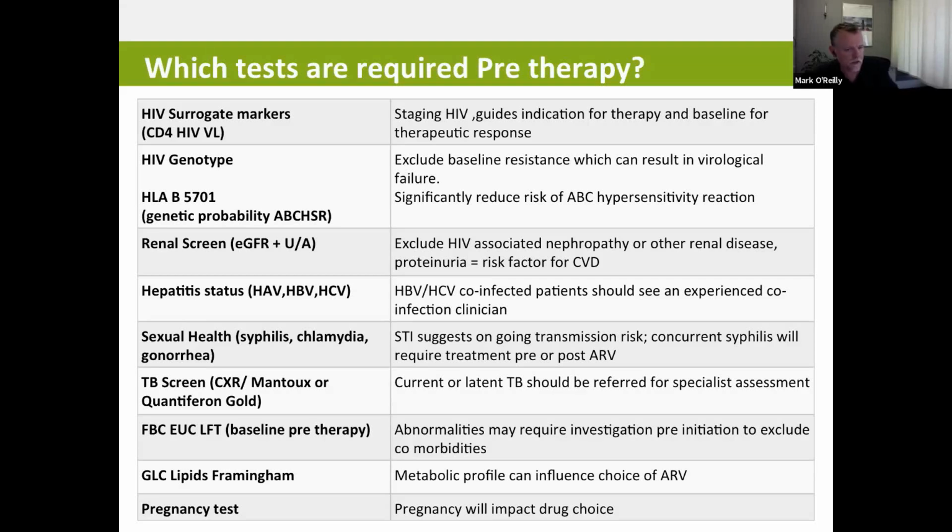We want to check an individual's kidney function. We do that by doing urea, electrolytes and creatinine, so doing a blood test, but also looking for proteinuria and performing a urinalysis, essentially. We're also interested in looking at co-infection. So hepatitis A virus, we can vaccinate for that, so we can perform hepatitis A serology, but more importantly, co-infection with hepatitis B or C.